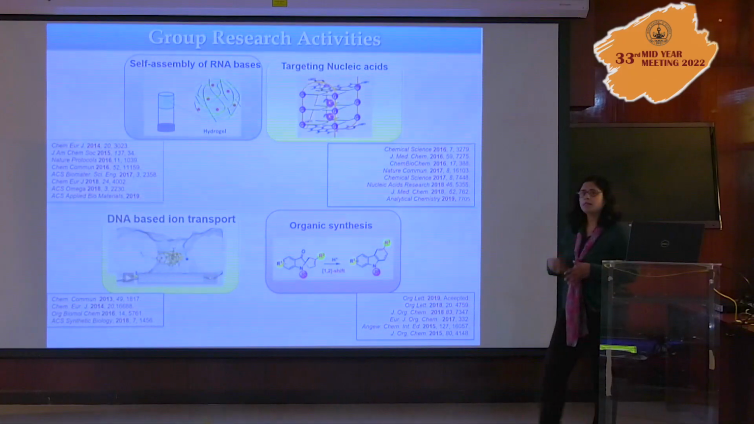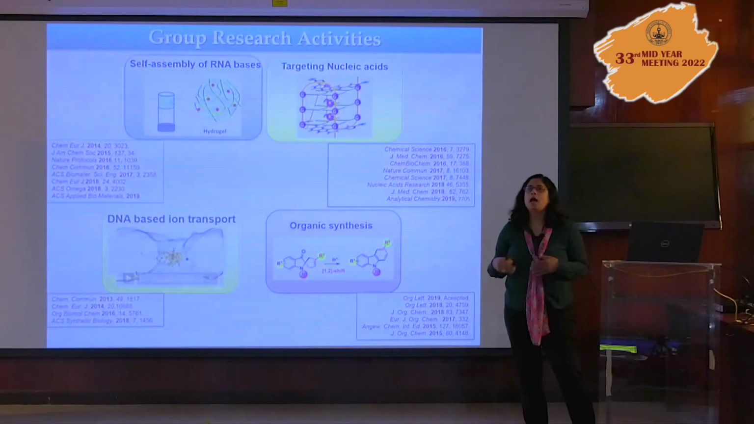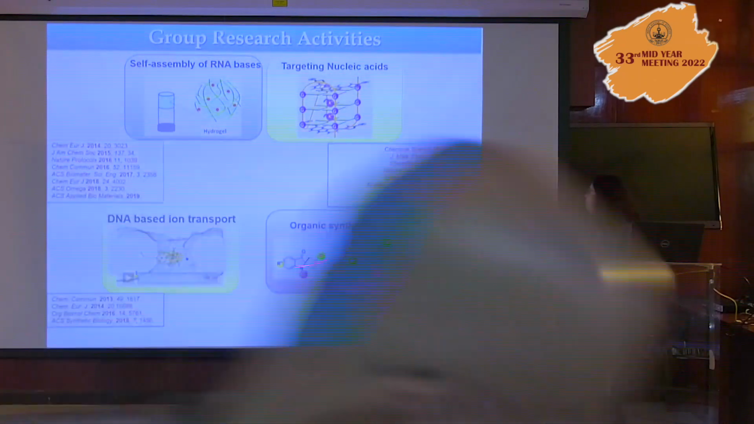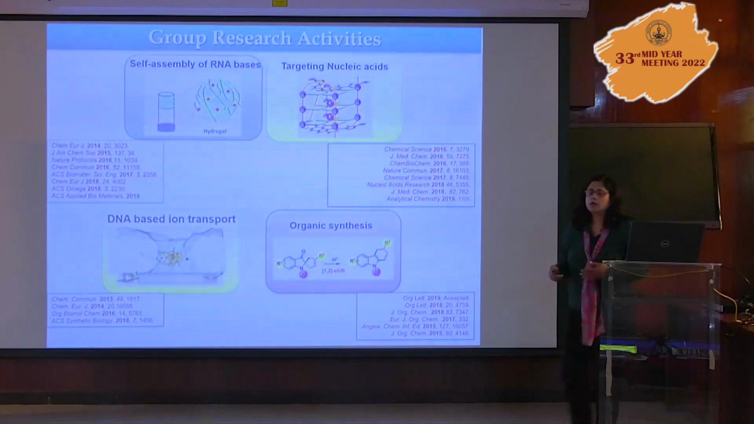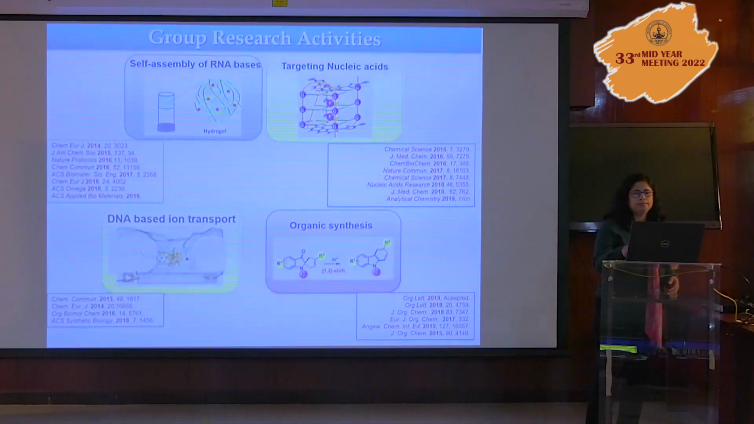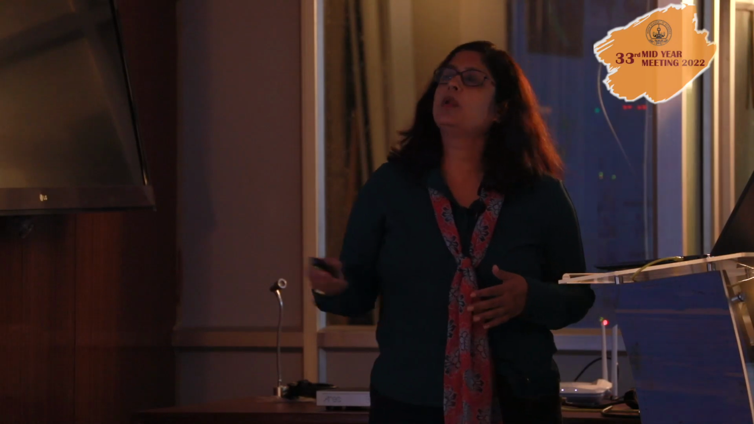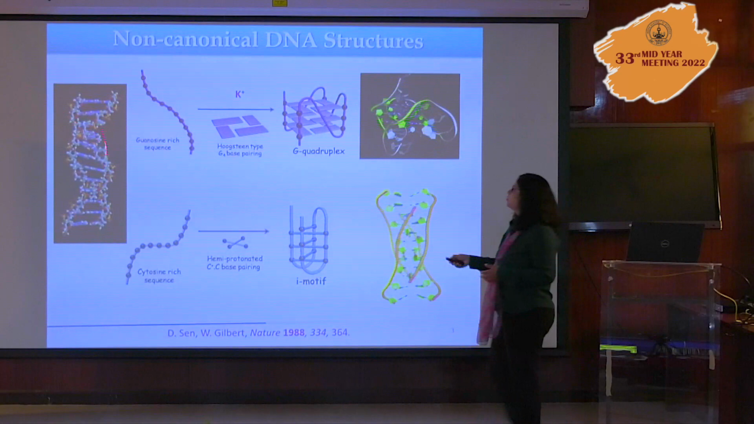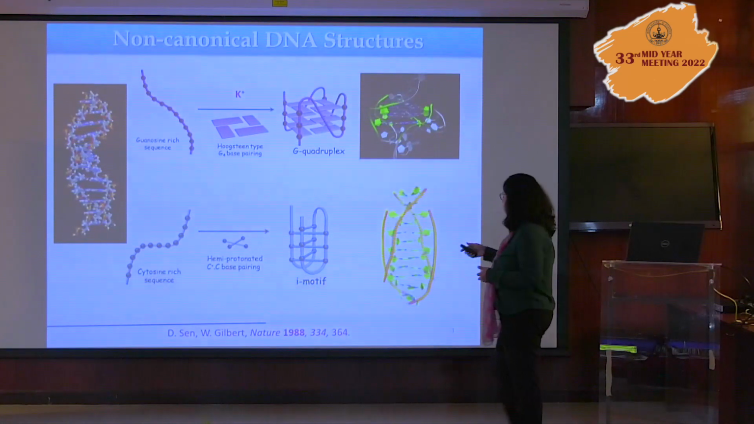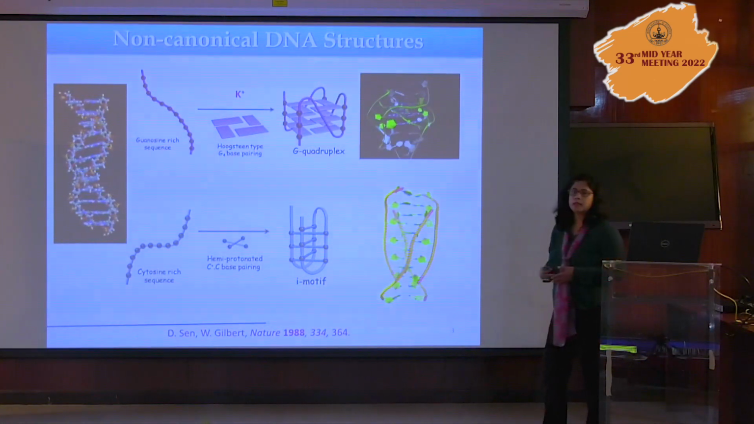In addition, as a synthetic organic chemist, we also synthesize new molecules, and for that we develop new synthetic methods and new catalysts, and those compounds we use for targeting nucleic acid secondary structures. So, today I would like to talk about a part of our research, that is targeting non-canonical DNA secondary structures. We all know DNA is mostly double helical, but it can also adopt other higher order secondary structures.